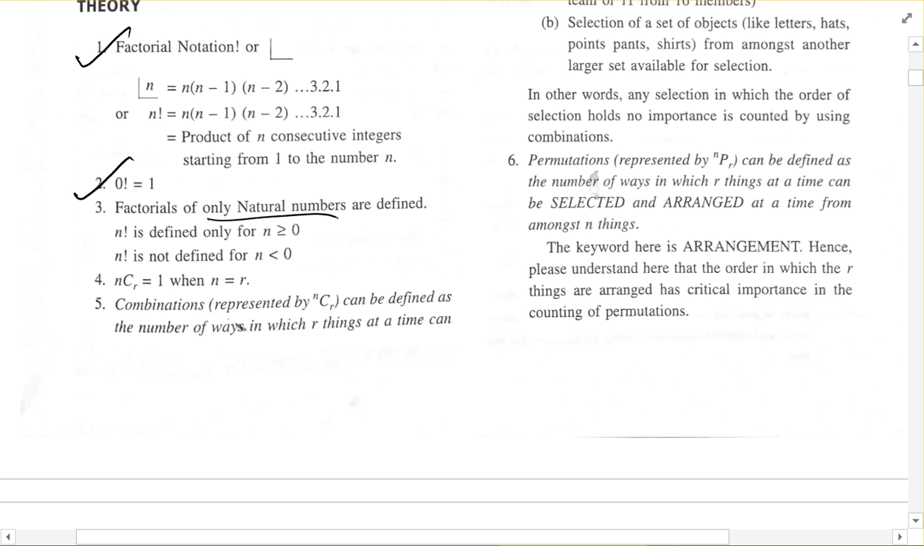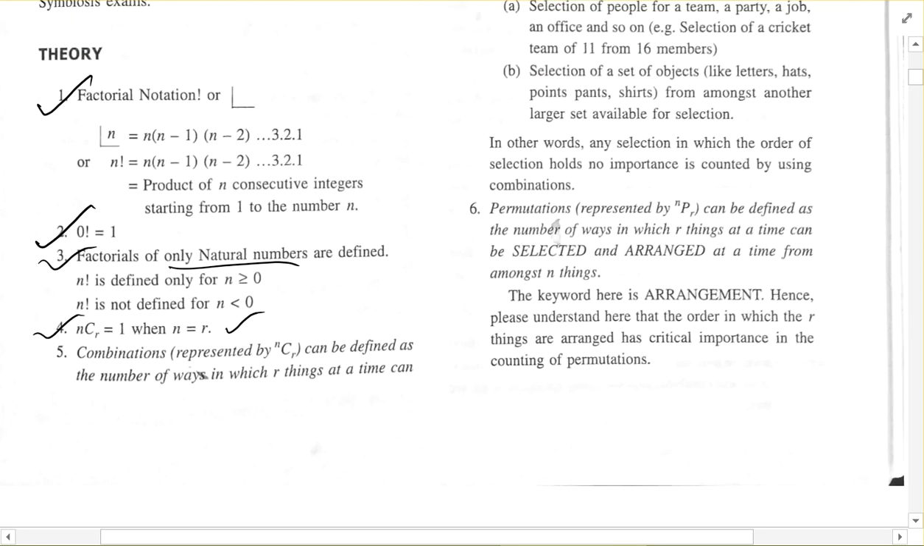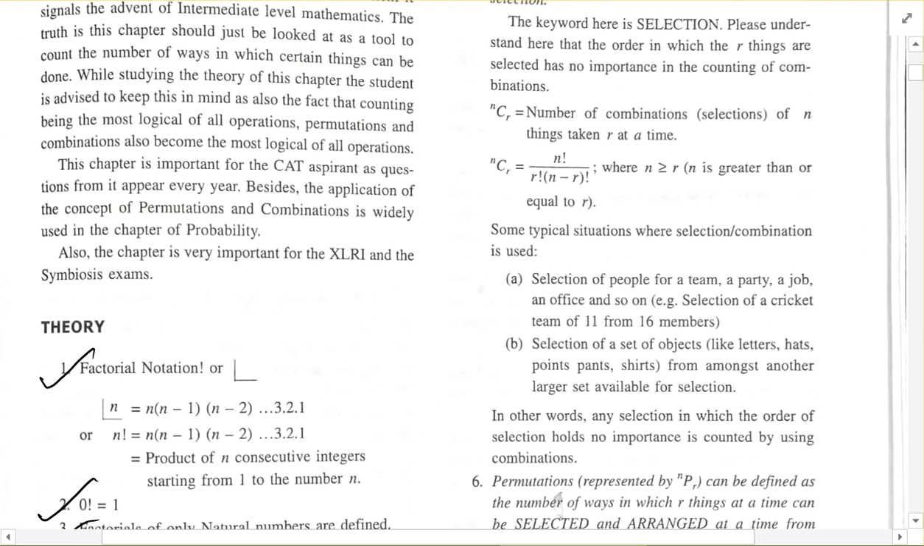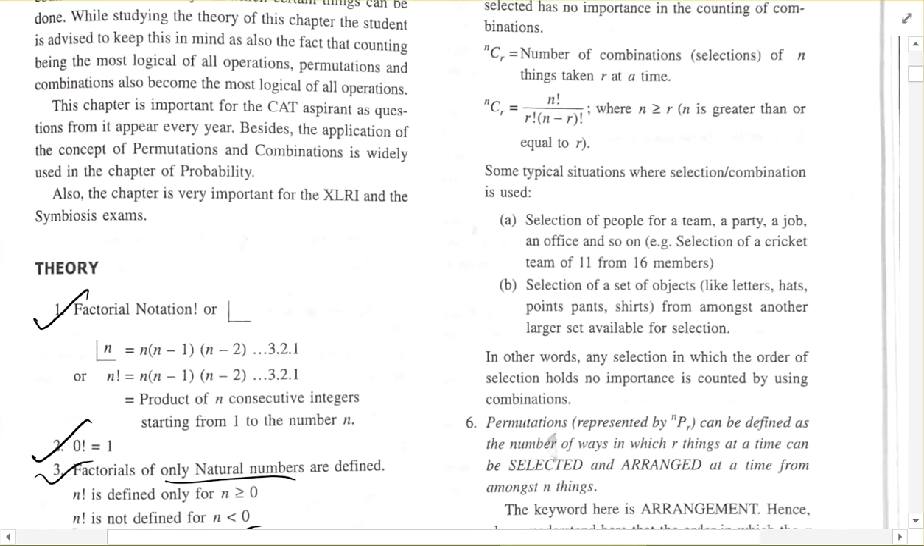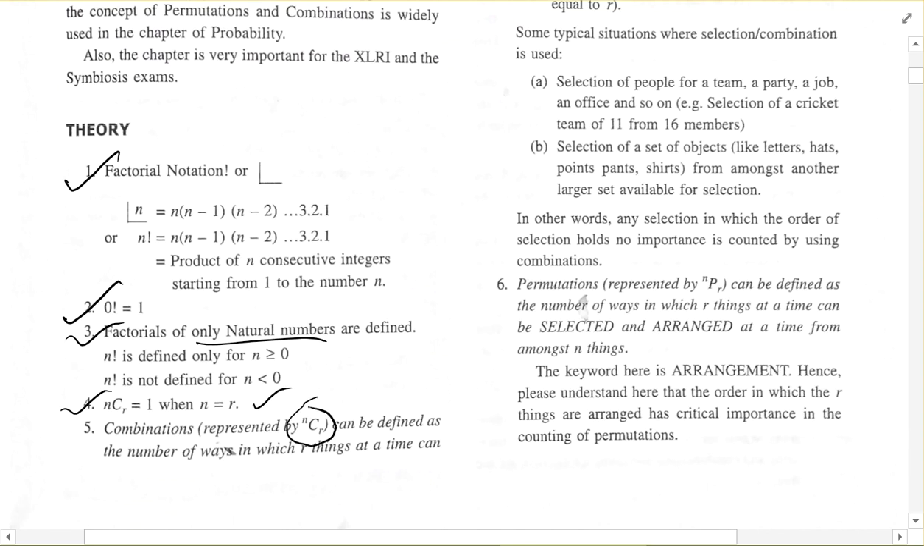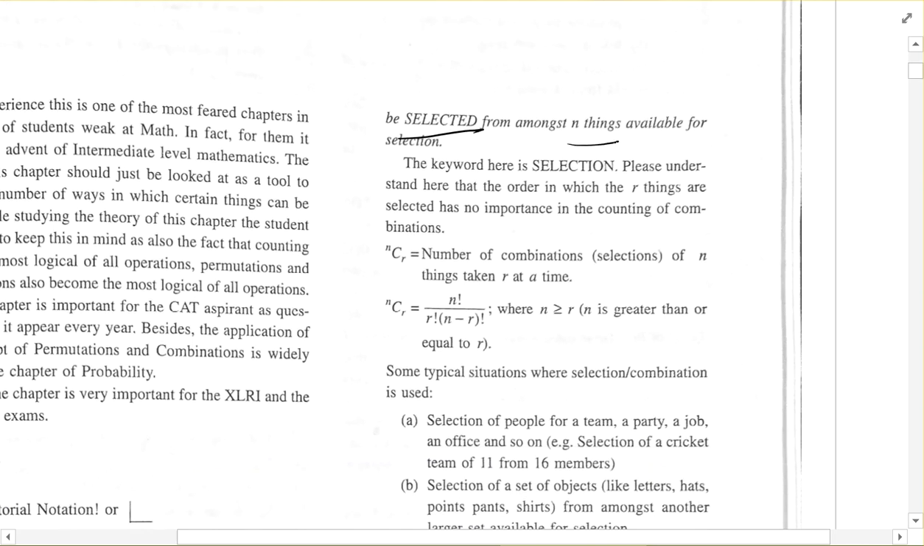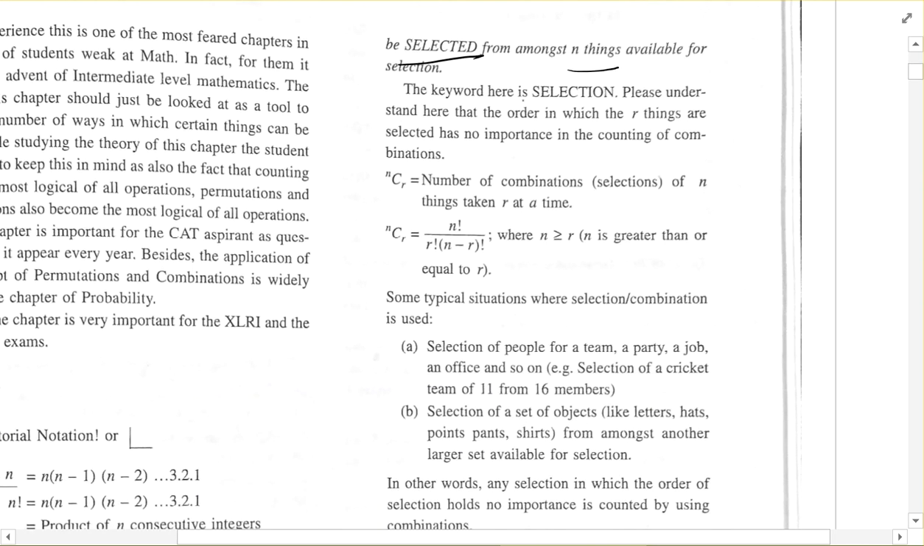Factorials are defined only for natural numbers. NCR is equal to 1 when n is equal to r. Combinations, represented by NCR, can be defined as the number of ways in which r things at a time can be selected from amongst the n things available for selection. The keyword here is selection.